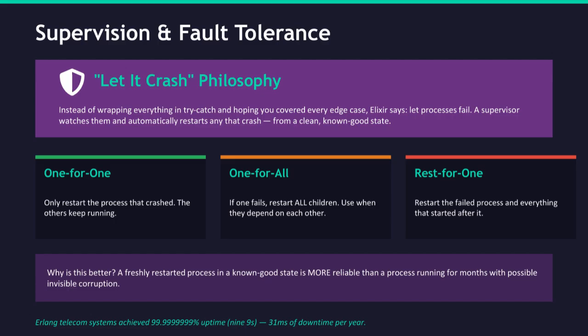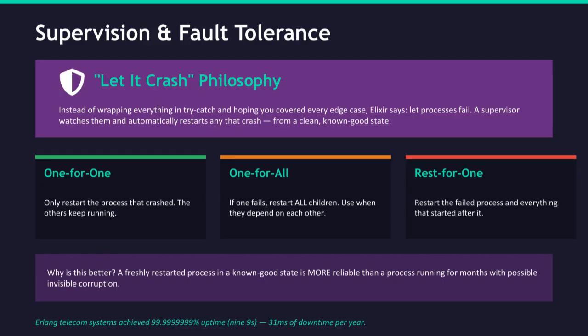The actor model enables something even more powerful: fault tolerance through supervision. The philosophy is called let it crash, and it sounds reckless unless you understand it. The idea is, instead of wrapping every function in try-catch blocks and hoping you anticipated every possible failure, you let processes fail freely and build a supervisor that watches them and automatically restarts any that crash. A fresh, restarted process in a clean, known good state is more reliable than a process that's been running for 6 months, accumulating invisible corruption.